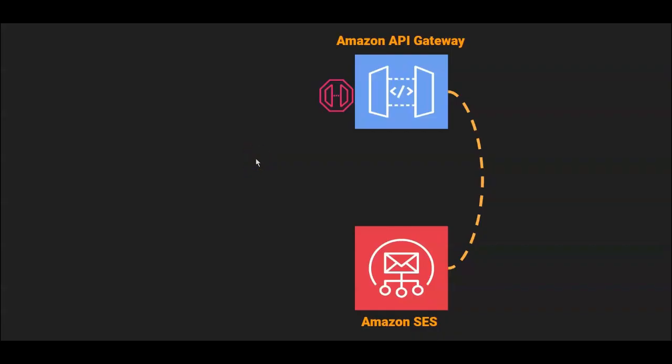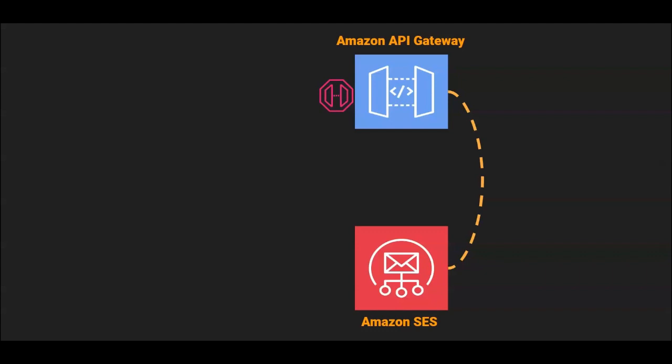Hey guys, today we're going to look at how to integrate API Gateway and SES, which will allow us to send an email from our application, which could be a front-end application like a web page, a single-page application that could send an email, whether it's a contact form or any other event that triggers an email to the user.